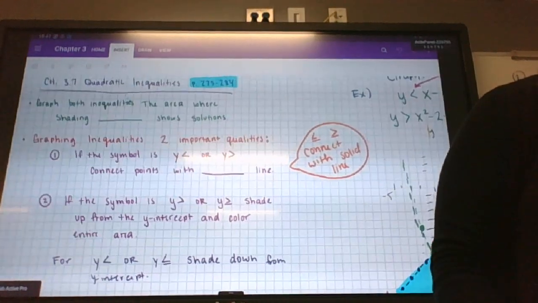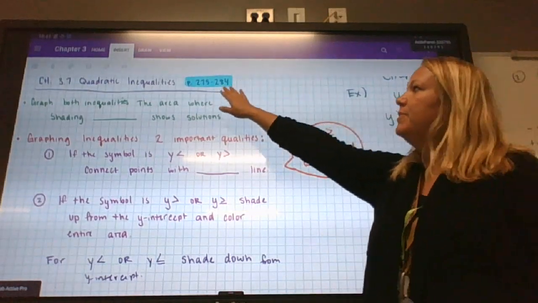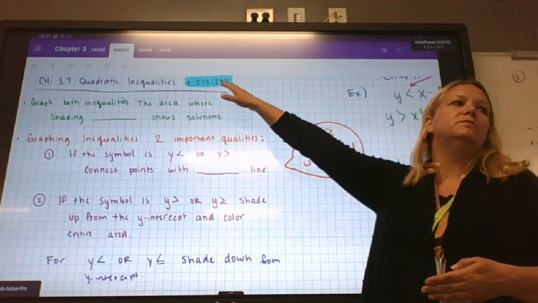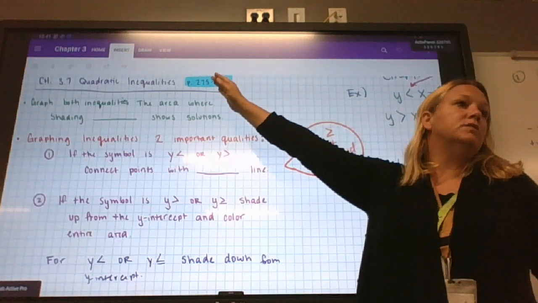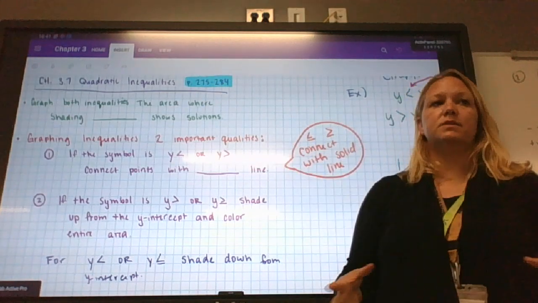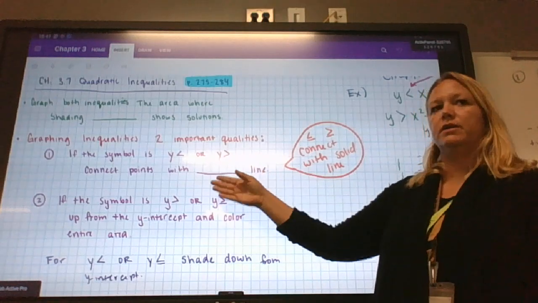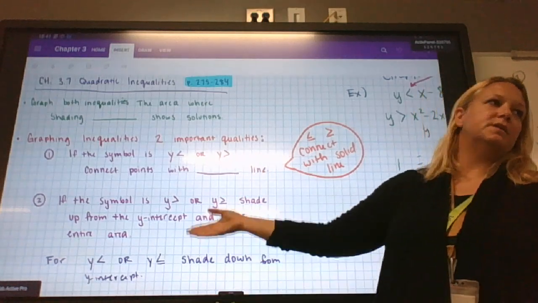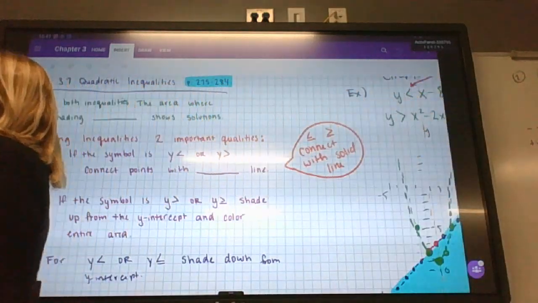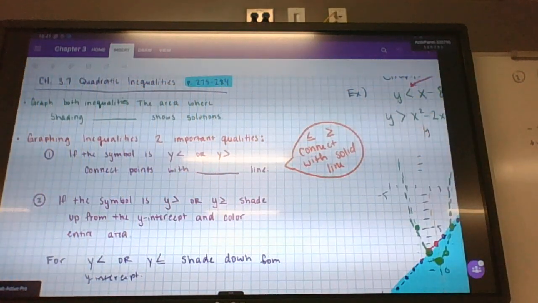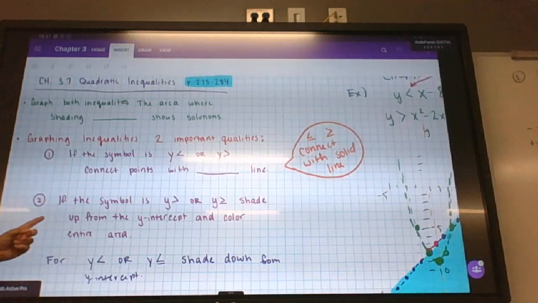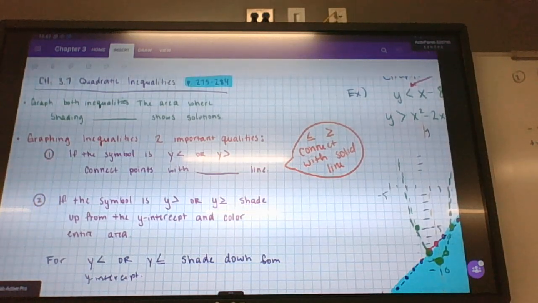All right, here are the page numbers for this section. It's 275 to 284. I recommend you read it and look at the examples. I have read it and I've summarized the important topics here. So here is a summary of the section. You don't have to write this summary down word for word, but these two things are going to really help you do the problem.